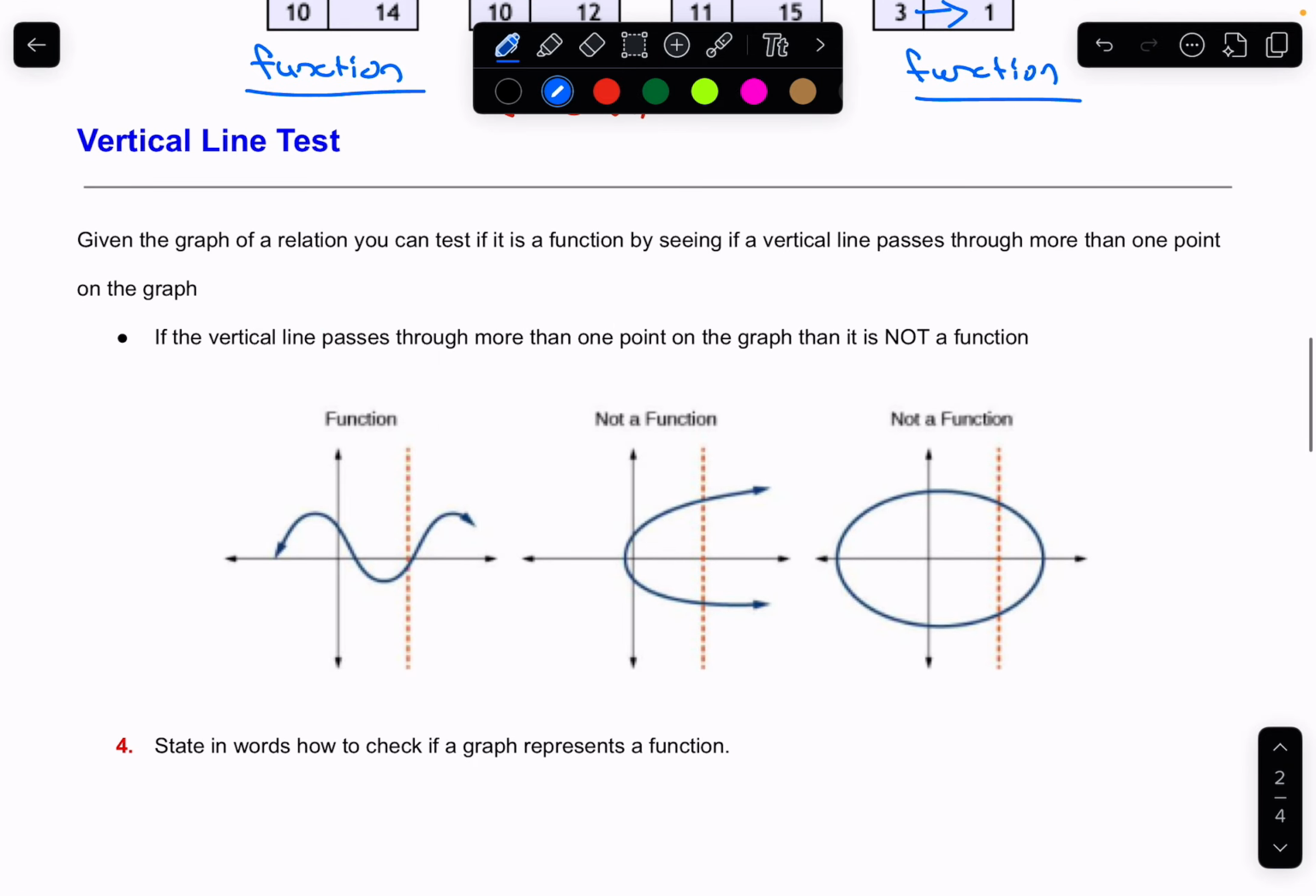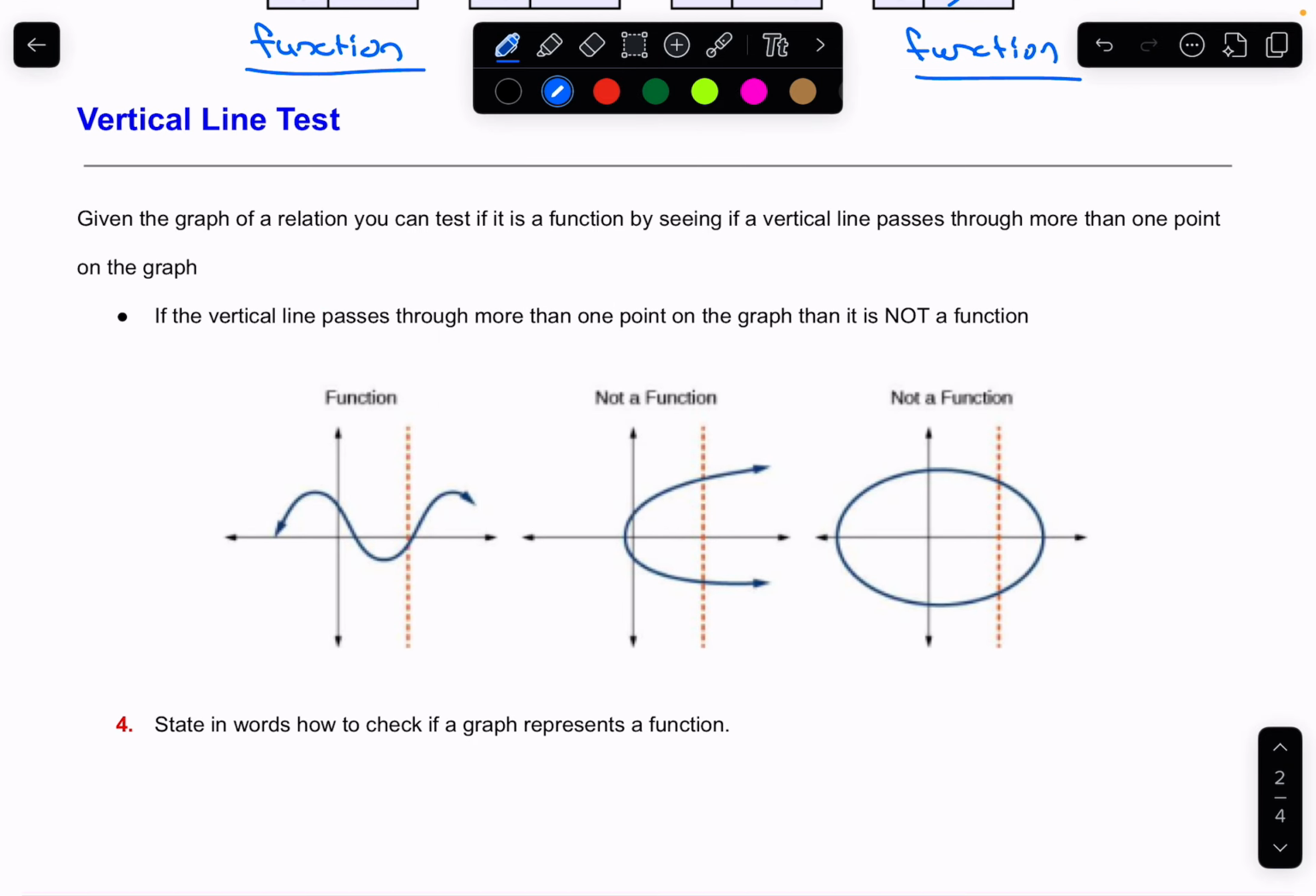All right, now the vertical line test is a nice convenient way to check if something is a function when you see the thing graphically. So given the graph of a relation, you can test if it is a function by seeing if a vertical line passes through more than one point on the graph. So if the vertical line passes through more than one point on the graph, it is not a function.